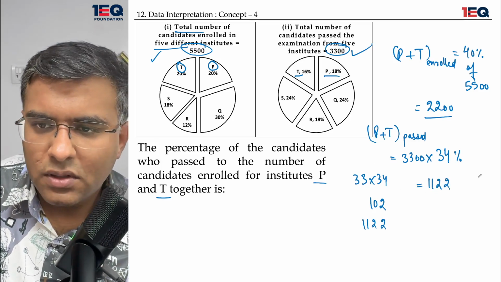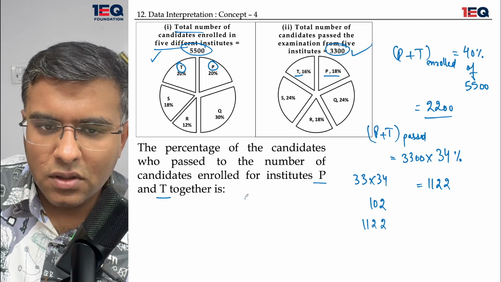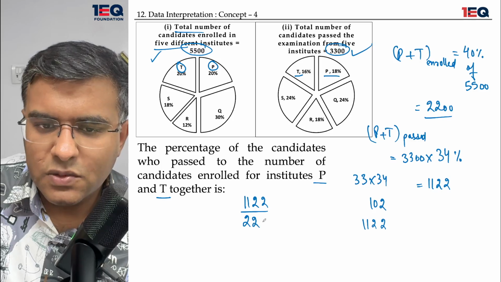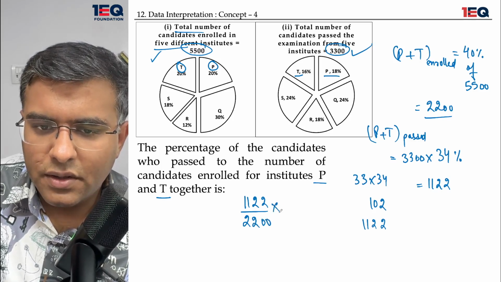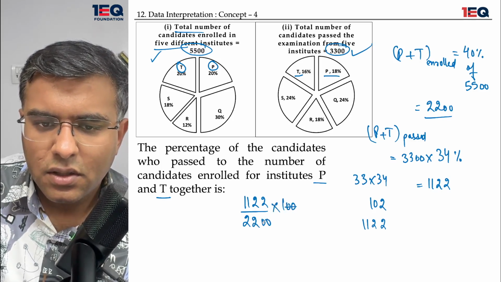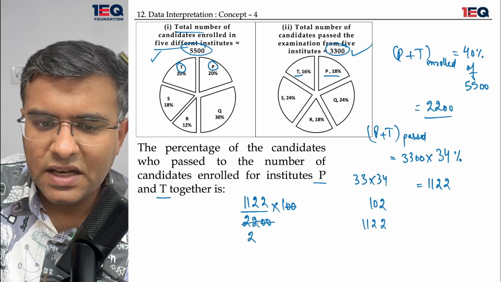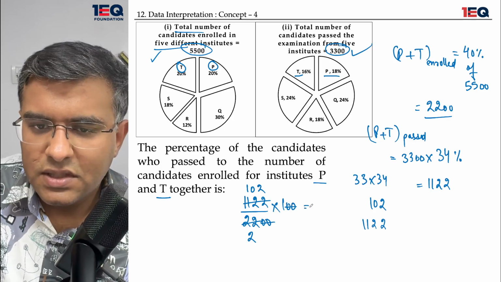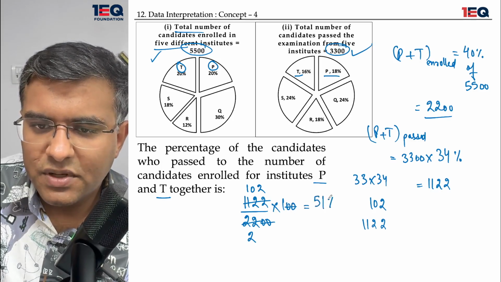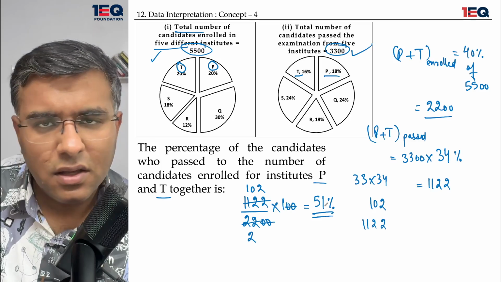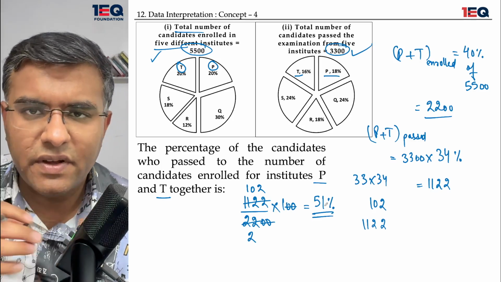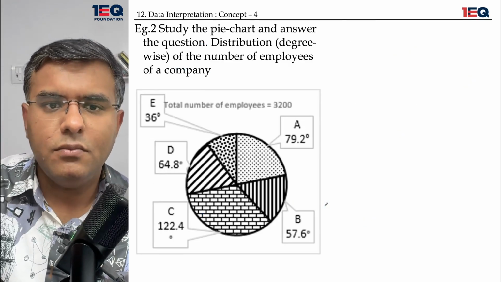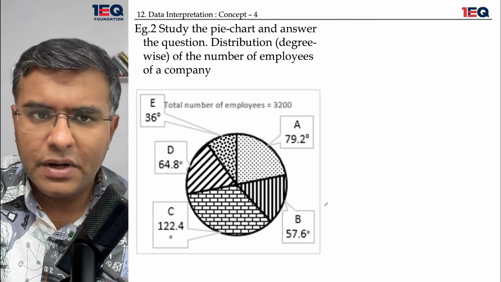I need to find out pass over total. The ones who have passed are 1122, over total is 2200 multiplied by 100. These two get cancelled. This is 11 twos are 22, 11 ones are 11, then 0. This gives me 51% as my answer. Okay, this gives me 51% as my answer. Moving ahead, this might be a little rough but pretty much visible.